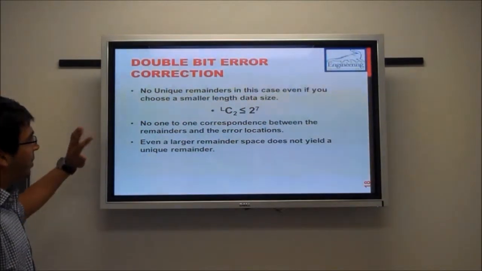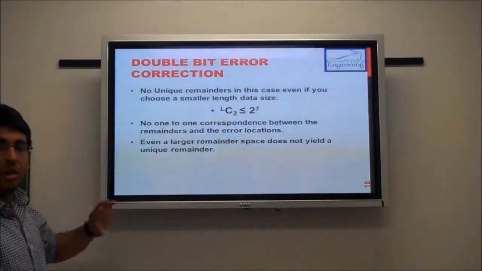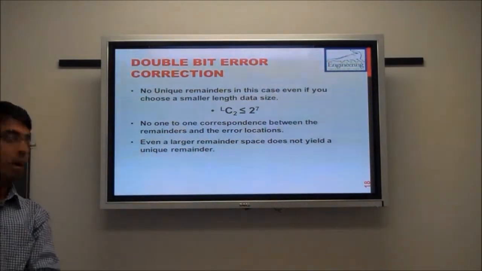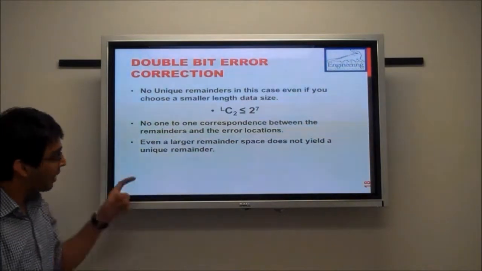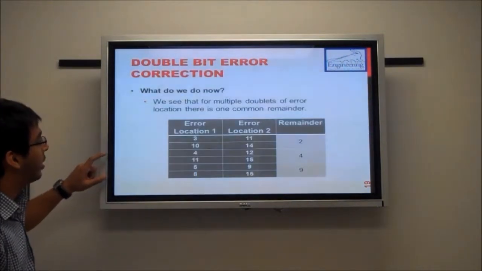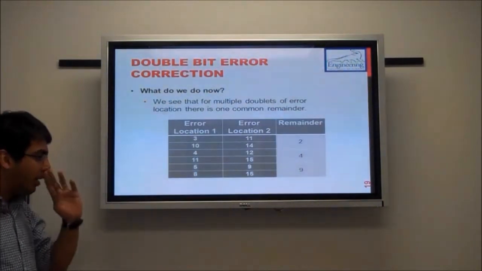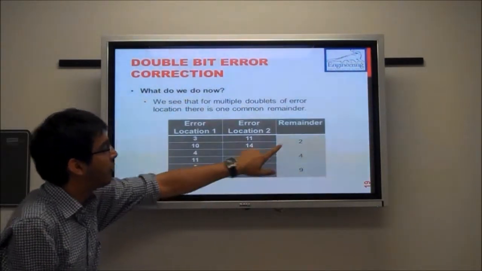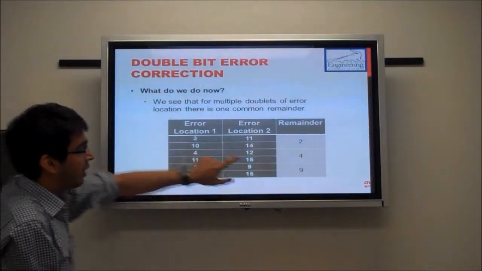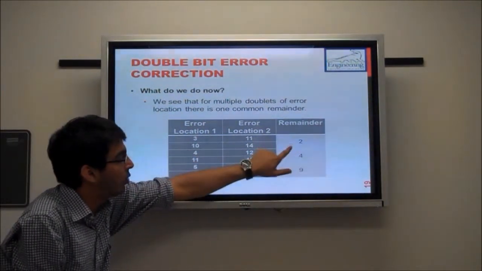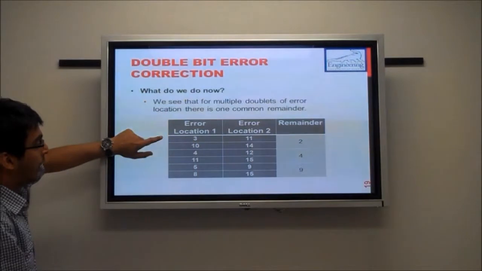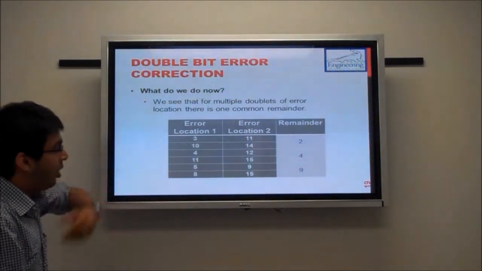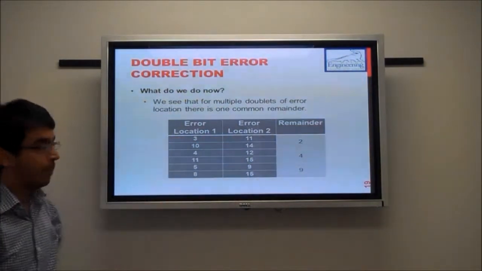But the problem with double bit error correction that I saw during the simulations was that even a larger remainder space does not yield a unique remainder. So I'll come to this explanation in the next slide. What we saw in the simulations was that we had one common remainder for these two cases, which means that if the remainder was computed as 2 at the receiver, it meant that the error locations were 3, 11. Alternatively, it could be 10, 14 as well.